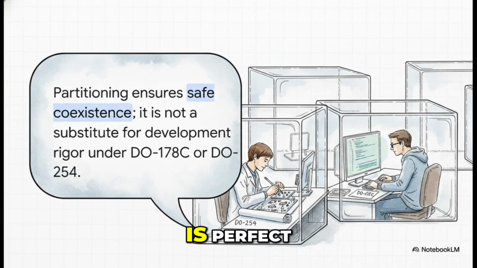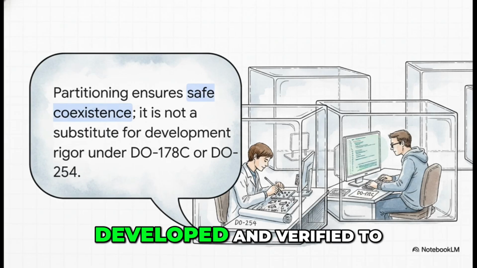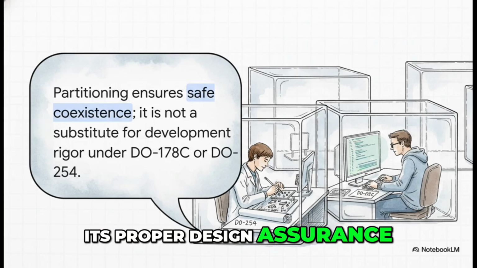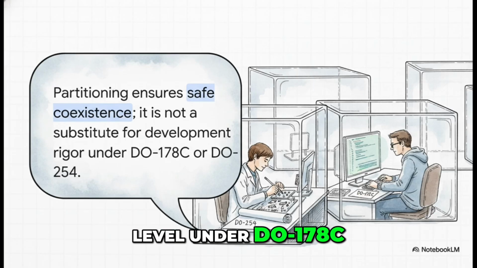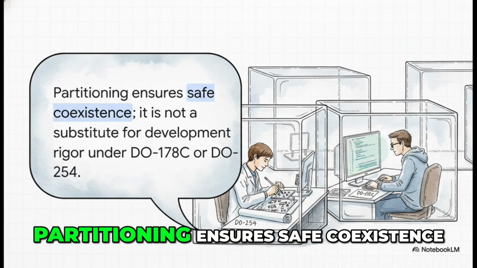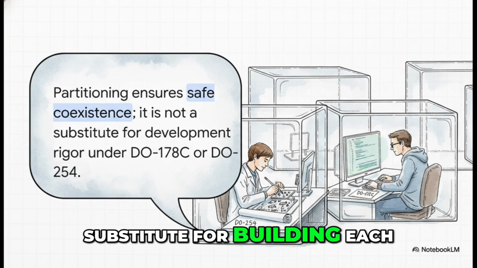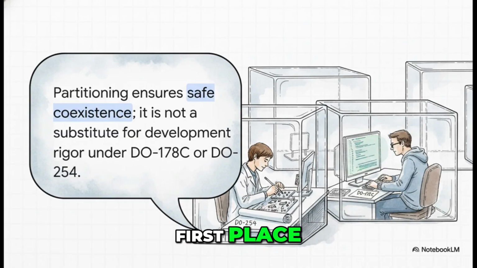Even if your partitioning is perfect, every single software application still has to be developed and verified to its proper design assurance level under DO-178C. And the hardware underneath has to follow DO-254. Partitioning ensures safe coexistence, but it is no substitute for building each component correctly in the first place.